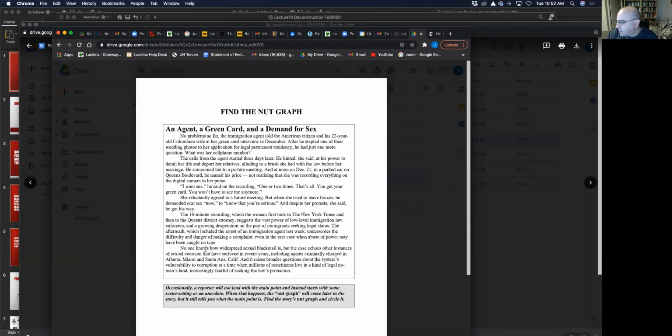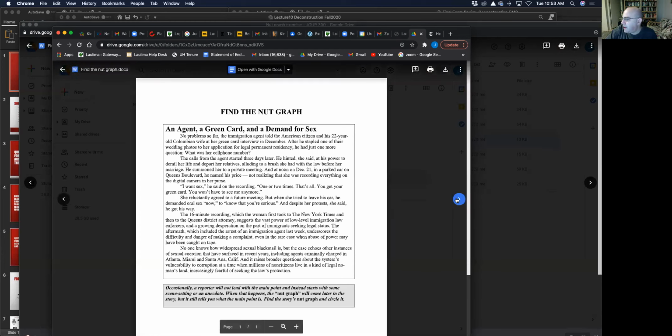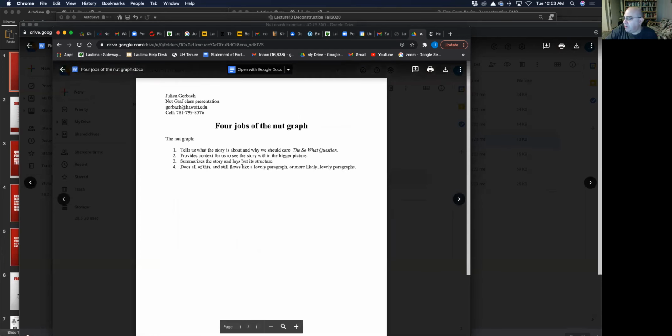no one knows how widespread sexual blackmail is, but the case echoes other instances. You guys see how they're providing context here that puts this all in the bigger picture. So that's really important to do in a nut graph. And that's one thing that distinguishes it from your basic news lead.